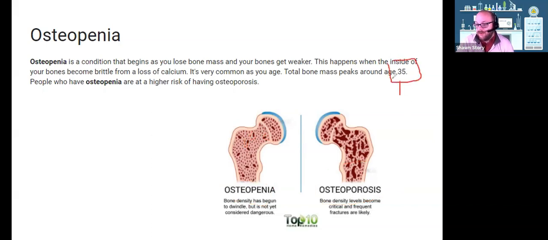35. Making me nervous here. Our total bone mass peaks at the age of 35. Man, I'm getting old. I feel it.